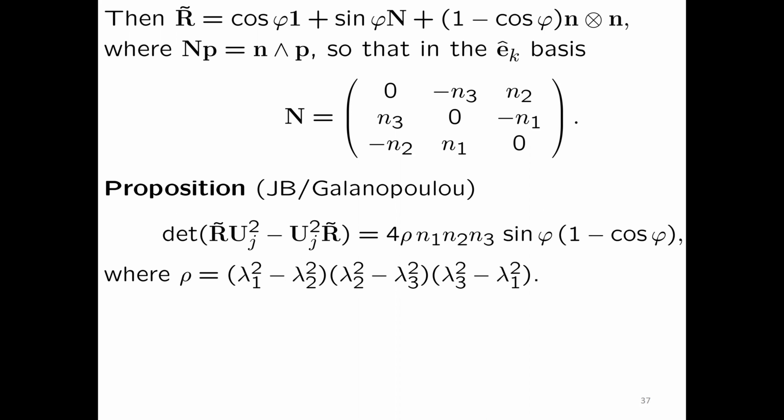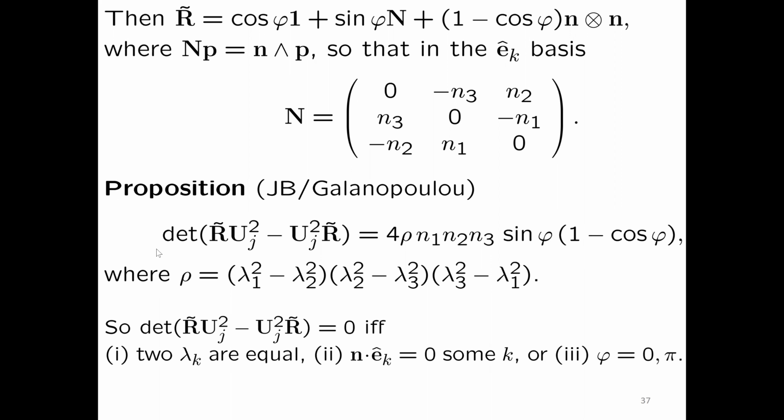that in fact the determinant is equal to 4 rho. Rho is the product of the differences of the squares of the eigenvalues times n1, n2, n3. Those are components of the normal, times sine phi times 1 minus cos phi. So you see that it's 0 if and only if either 2 lambda k's are equal, or some component of n is 0, or the angle is either 0 or pi.